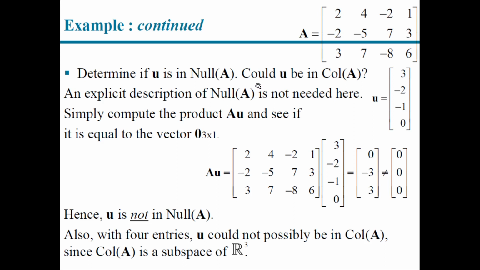So the second part of the question was, could U be in the column space of A? Oh, wait a minute. Columns have 3 components. U has 4 components. Well, obviously not. You cannot have a vector with 4 components in a linear space of vectors with 3 components. So, no. U cannot be in the column space of A. U has 4 components and vectors in the column space of A have 3 components.